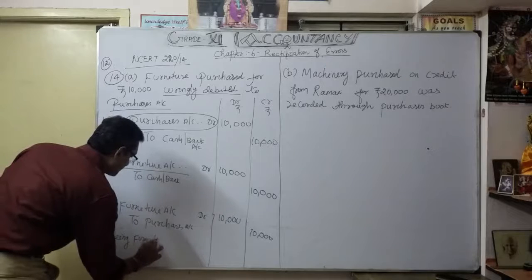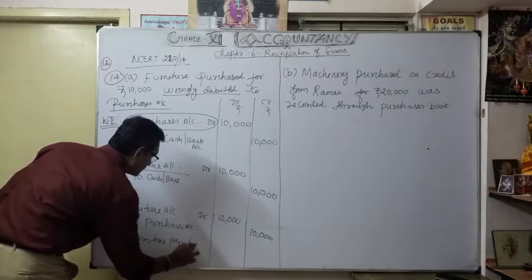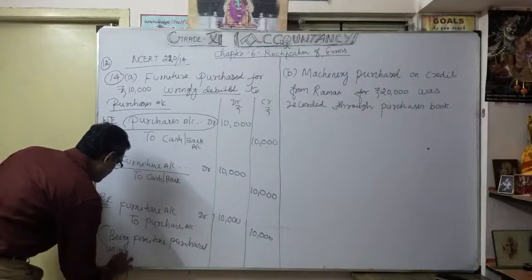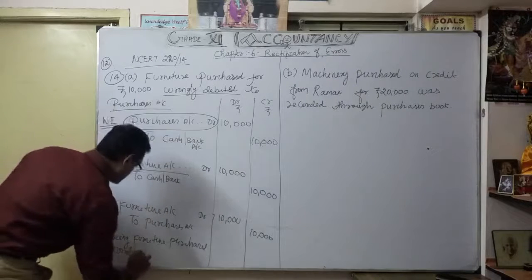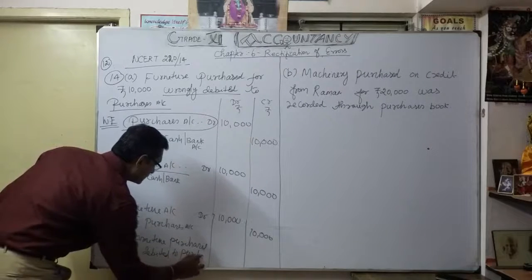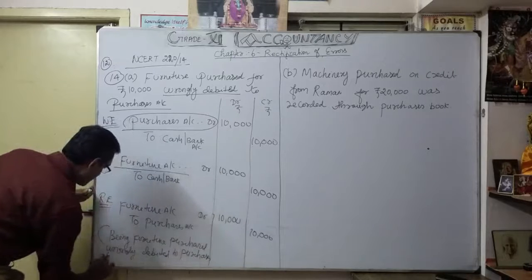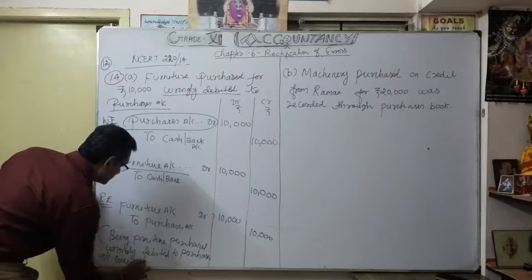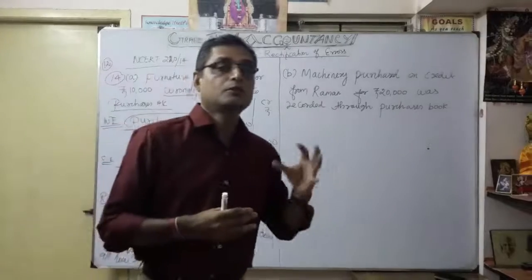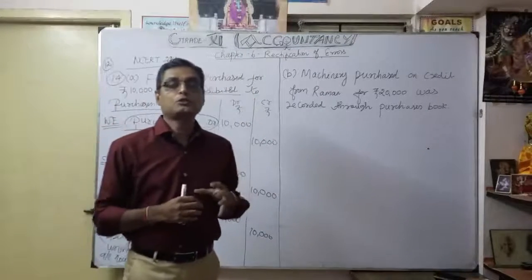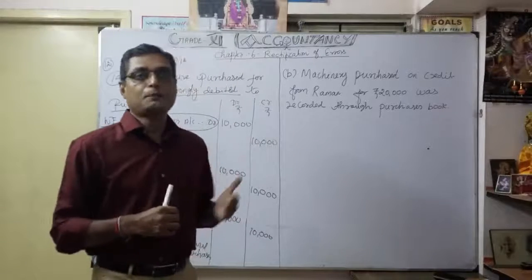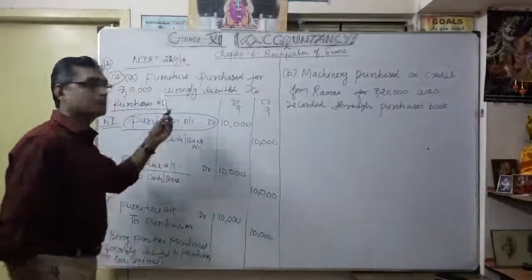Furniture purchased, wrongly debited to purchases account. Now rectify. This type of error comes under error of principle. It's very important, so you should try to understand carefully how to classify capital expenditure and revenue expenditure. Similarly, capital receipt and revenue receipt. That's it. It's a very important exercise.